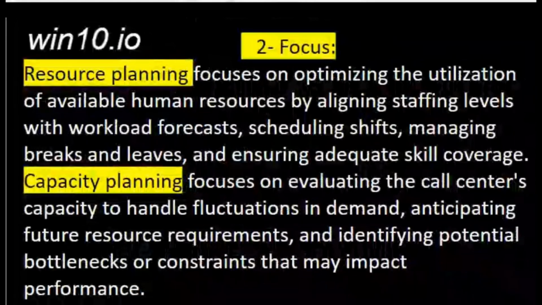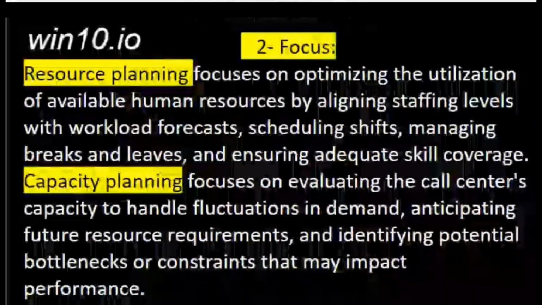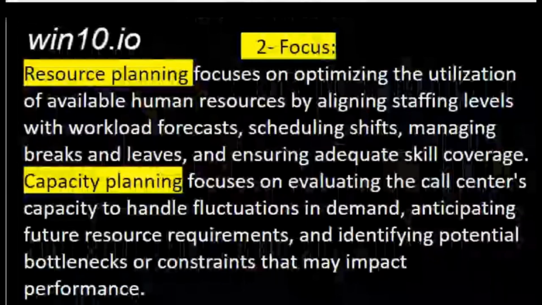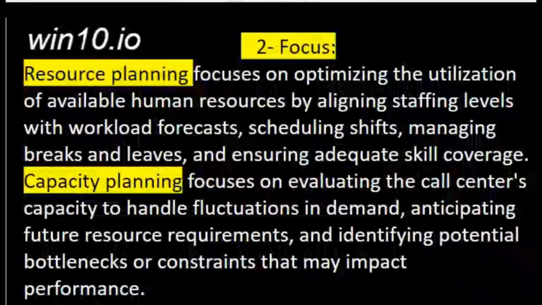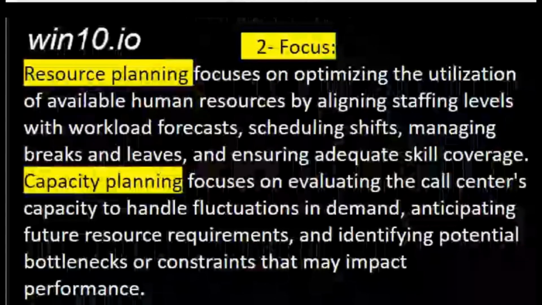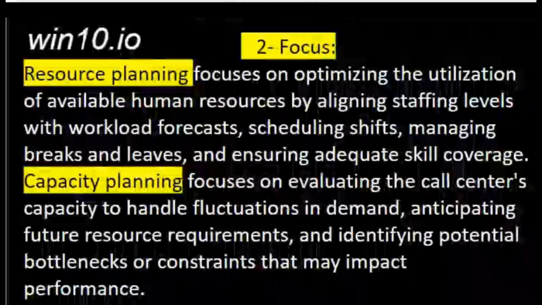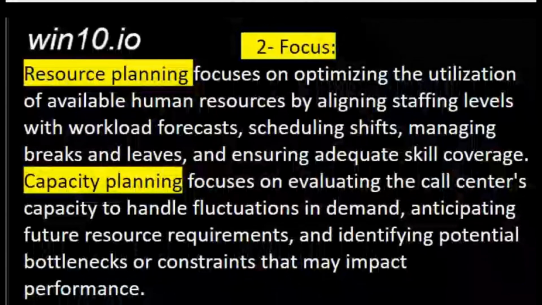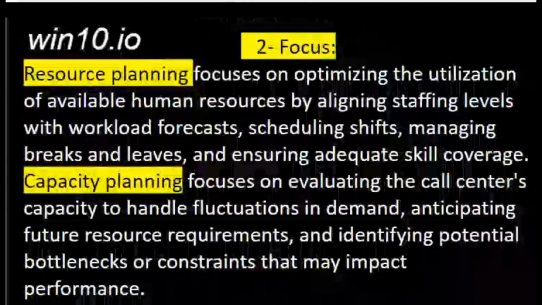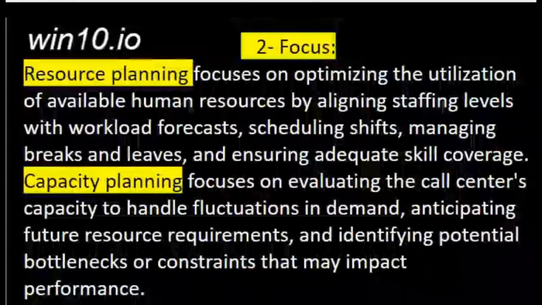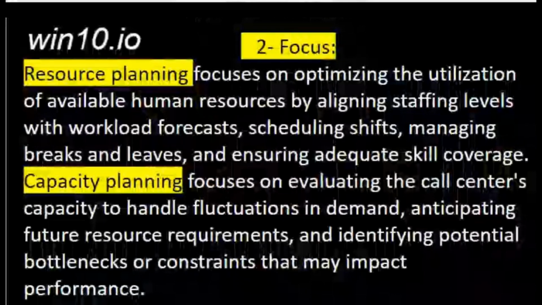Second is focus. Resource planning focuses on optimizing the utilization of available human resources by aligning staffing levels with workload forecast, scheduling shifts, managing breaks and leaves, and ensuring adequate skill coverage. So basically, the second point says optimizing the utilization of available human resources. It could be agents, supervisors, or any other resources associated with the call center. We need to make sure they have the right kind of shift as per the skill set they have, and that breaks and leaves are scheduled so that they do not feel overworked or underworked.